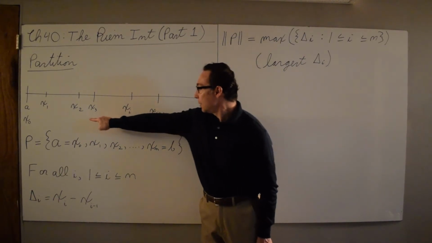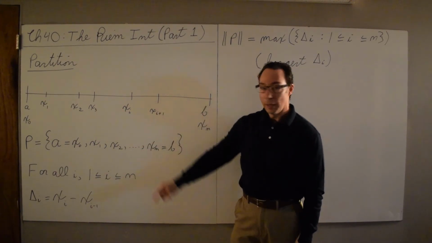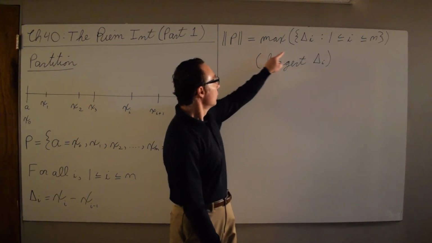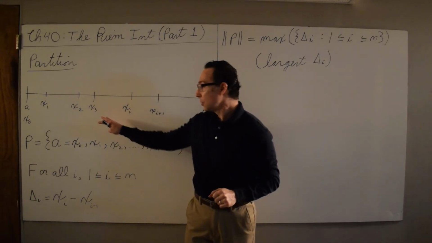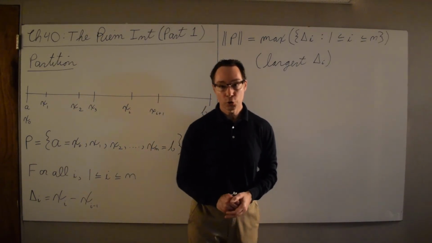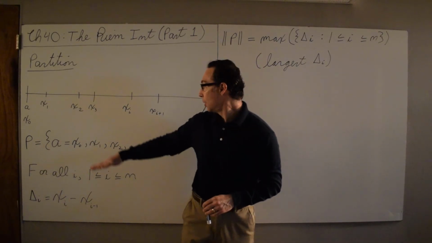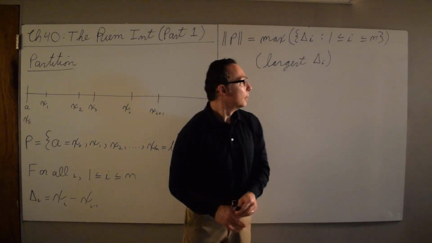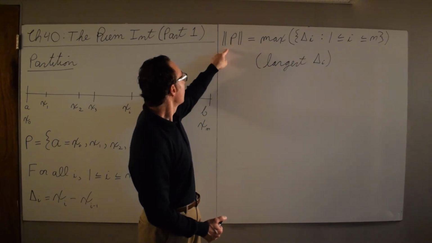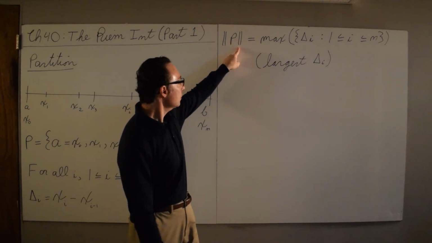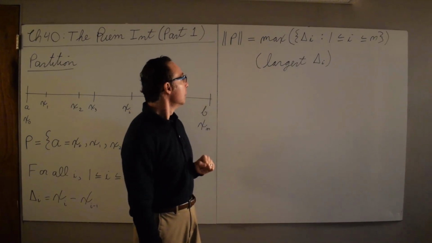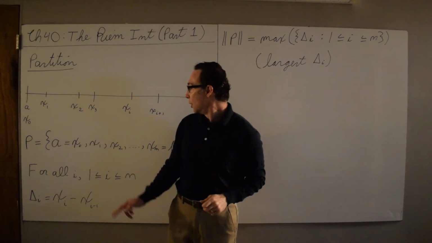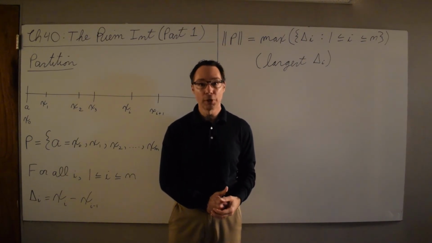And again, these distances can all be the same, in which case this number would simply be that distance. With the way I've drawn the picture, the distances are different, so you take the largest one. Not necessarily unique, but it's the largest one. That is the length of your partition. It's the largest delta i. And so this is the notation and terminology that we're going to use in this chapter.